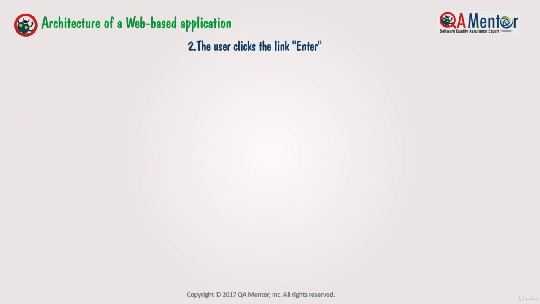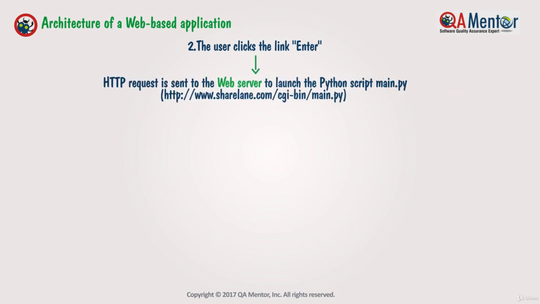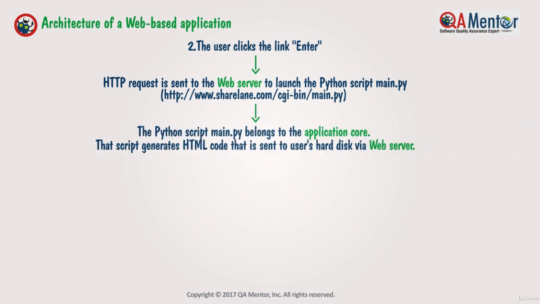2. After the user clicks the link Enter, an HTTP request is sent to the web server to launch the Python script main.py. The Python script main.py belongs to the application core. That script generates HTML code that is sent to the user's hard disk via web server.